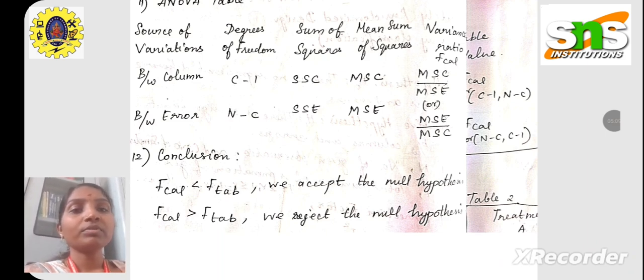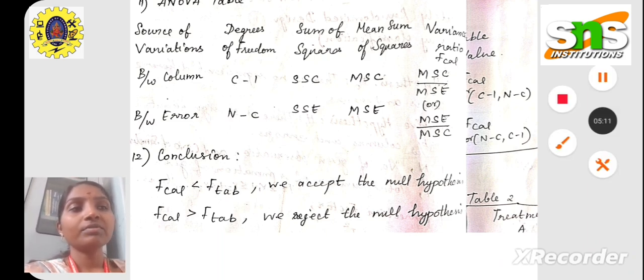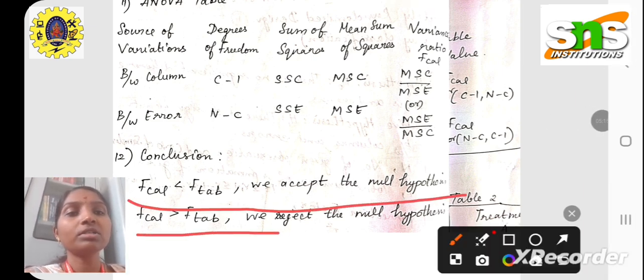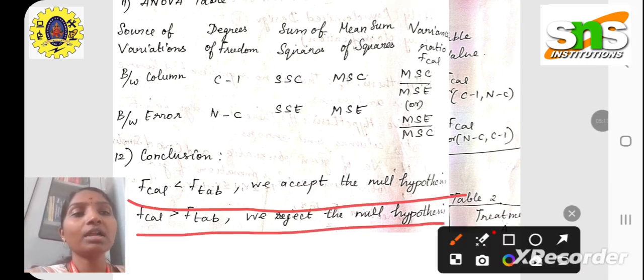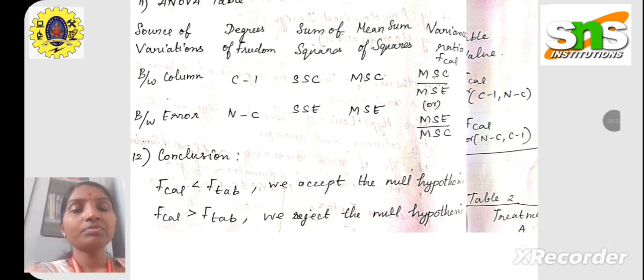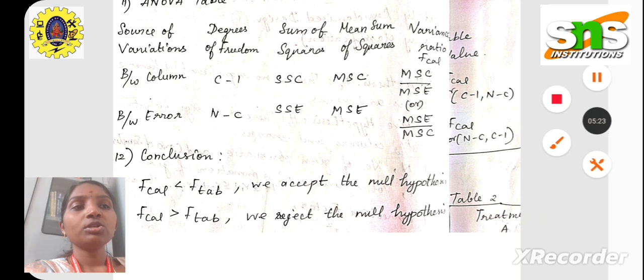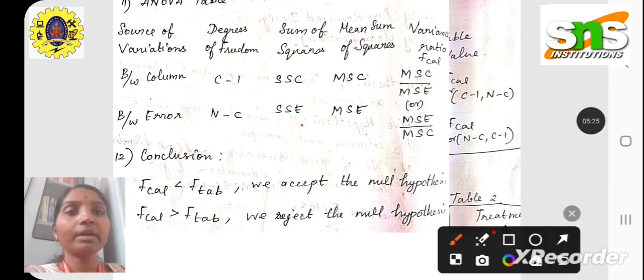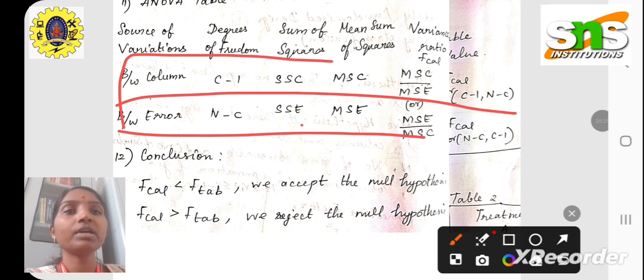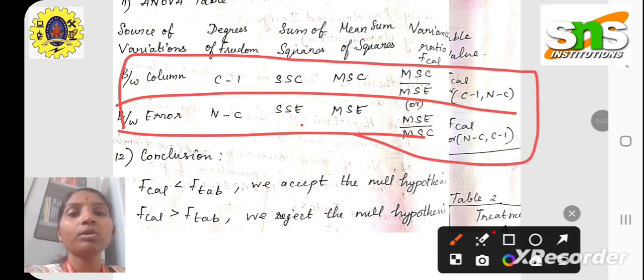And in the conclusion, if F calculated is less than the F tabulated value, we will accept the null hypothesis, and if F calculated is greater than the tabulated value, we will reject the null hypothesis as usual. The conclusion remains the same for all kinds of design of experiments, but the only thing we need to notice is the ANOVA table. So these are the major steps or procedures involved in the one-way ANOVA classification. We will continue with the problem in the next class.